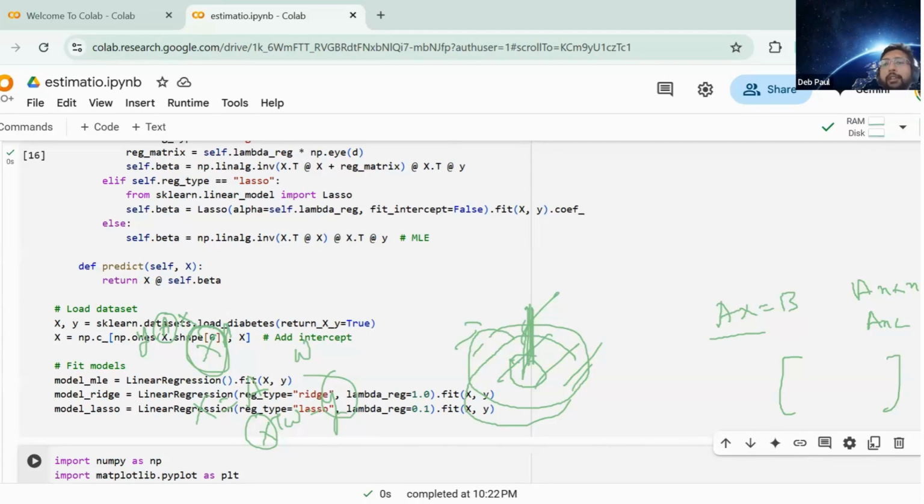Because if X was invertible, then I could have an exact solution of Y, right? But since X is not invertible, why is it not invertible? Because usually we have 10 features and 10,000 rows. This is not a square matrix to start with. So of course the rank cannot be more than something, right? That's given.